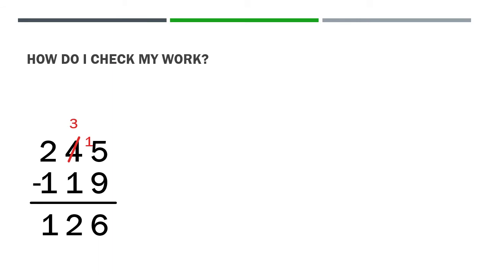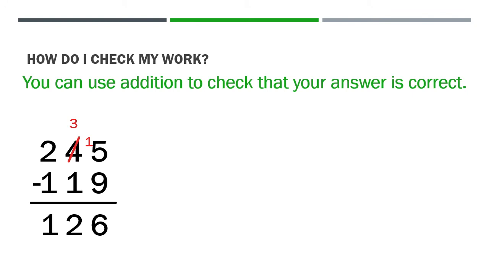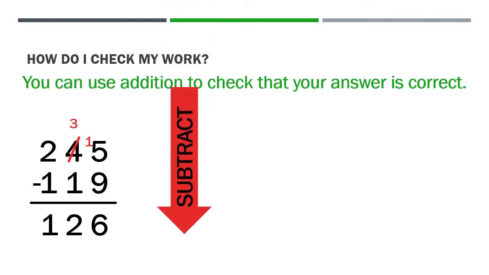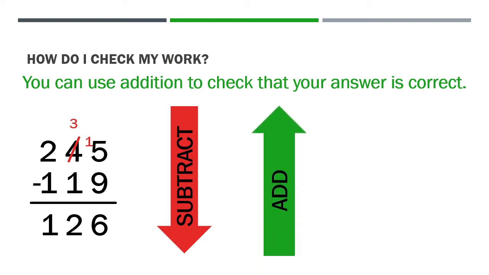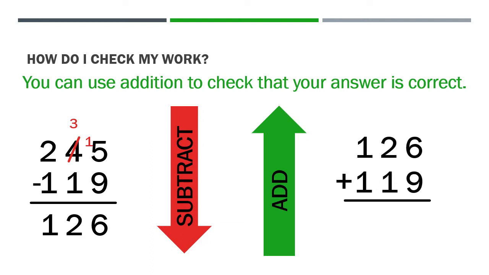So how do I check my work? Here is the original problem, 245 minus 119 equals 126. You can use addition to check that your answer is correct. So if I subtract going down, I can add going up, which means I start with my difference of 126 and I add the 119. And my goal is to get to 245. So let's see if we get that.